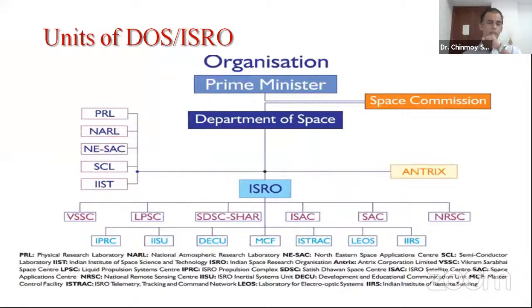If you see the typical organizational structure of space as far as the Government of India is concerned, as you know, the Department of Space, which is almost analogous to the Indian Space Research Organisation, even though there is a tiny difference, is directly under the Prime Minister of India. Under this Department of Space, we have some autonomous bodies: PRL, Physical Research Lab, NARL, NESAC, SCL, which is the Semiconductor Lab, one of the major foundries in India as far as microelectronics and clean room facilities are concerned. IIST, Indian Institute of Space Science and Technology, my institute, is directly under the Department of Space.